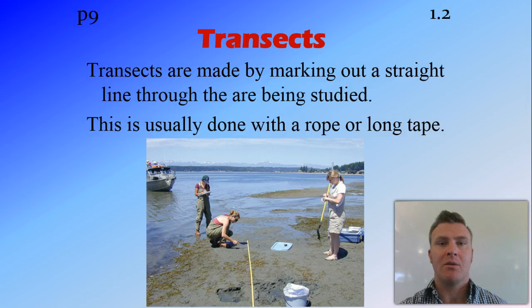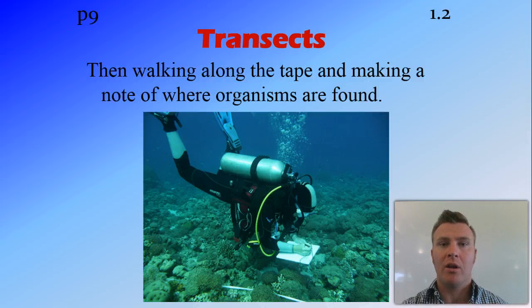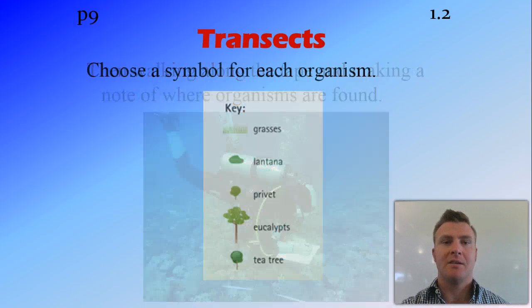To make a profile sketch, what we do is we lay down a transect. Now, a transect is a straight line through the ground, as I said before. So all we do is we mark a line across the ground. Usually this would be done with a rope or a long tape, depending on how long your transect is going to be. You then walk along the line of your transect and make a note of where all the organisms are found. So you write down at 10 meters, there's a eucalypt. At 15 meters, there's an acacia, or whatever happens to be in that system.